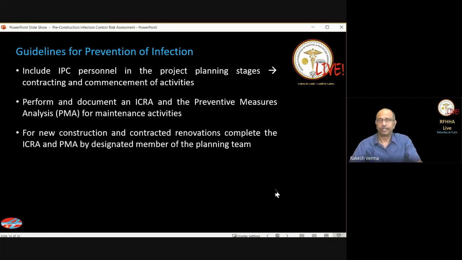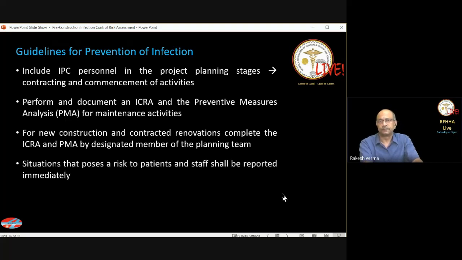So when we look at the tool, for new constructions and for contracted renovations, complete the infection control risk assessment and the preventive measures analysis by a designated member of the planning team. So this is something that needs to be done prior to the start of activities. Situations that pose risk to patients and staff must be reported immediately.